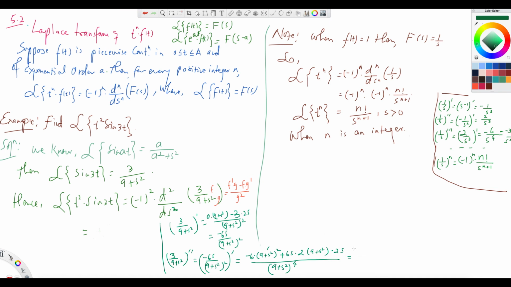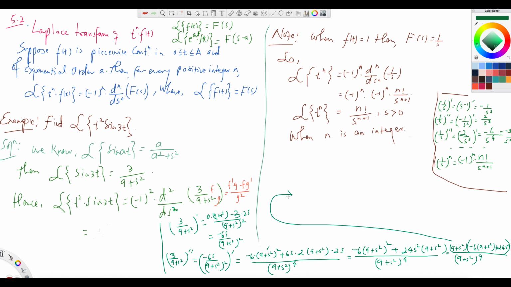Let me rewrite this in a little nicer form. Negative 6 times 9 plus s squared to the square, and then plus 6x times 2 is 12, times 2s is 24s squared, and what is left is 9 plus s squared, right? Divide by 9 plus s squared to the 4. What is common between these two? 9 plus s squared is common, right? So let's write down 9 plus s squared common. What is left here is negative 6 times 9 plus s squared, right? And here 24s squared, because 9 plus s squared is taken out already. Plus 24s squared, right? Divide by, there is a big parenthesis there, okay? Divide by 9 plus s squared to the 4.